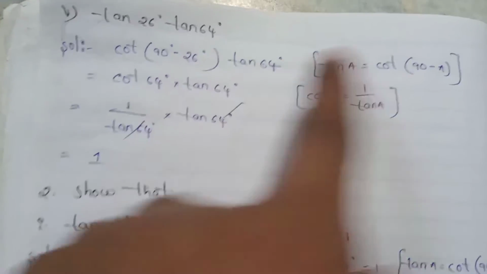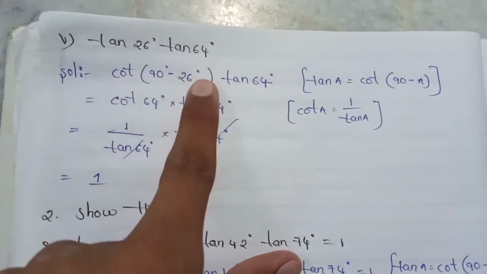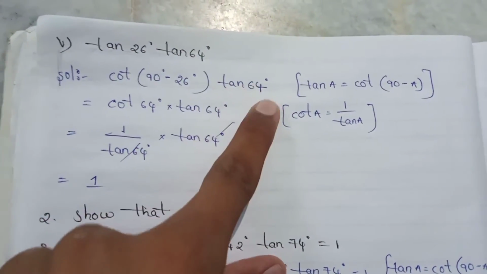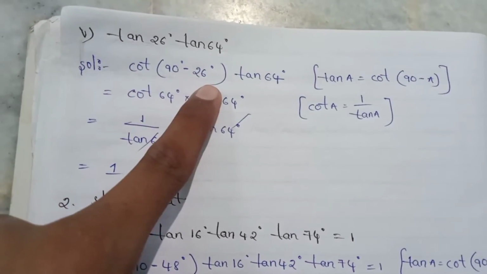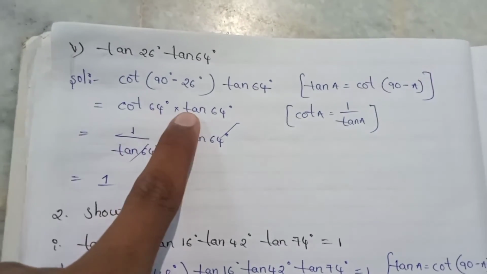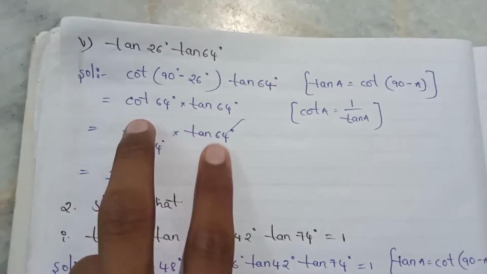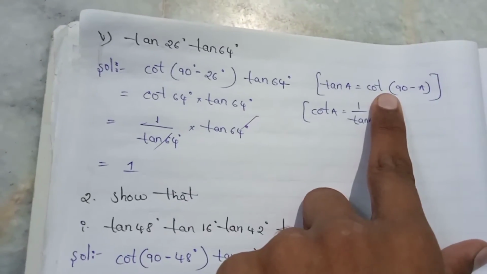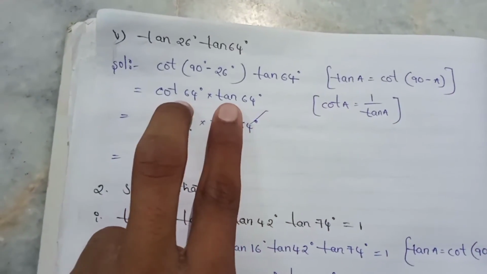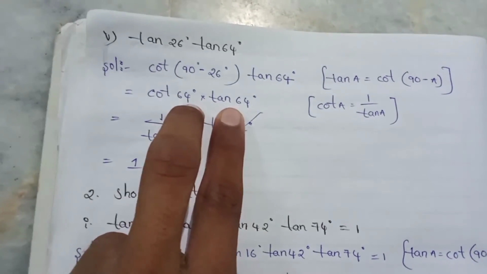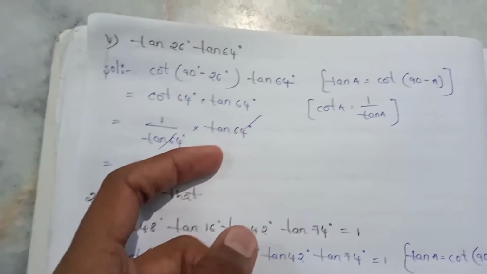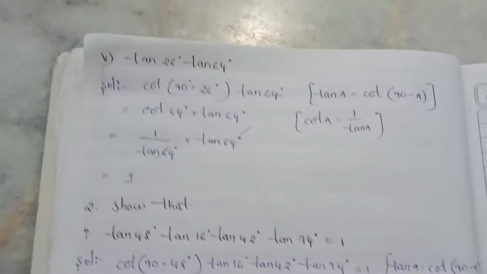Cot (90 minus A), what is A here? 26 degrees, times tan 64 degrees. Cot (90 minus 26) is 64, times tan 64. After using this formula also, we are not getting both equal, only the degrees are equal. So we have to use another type of formula, from this table.